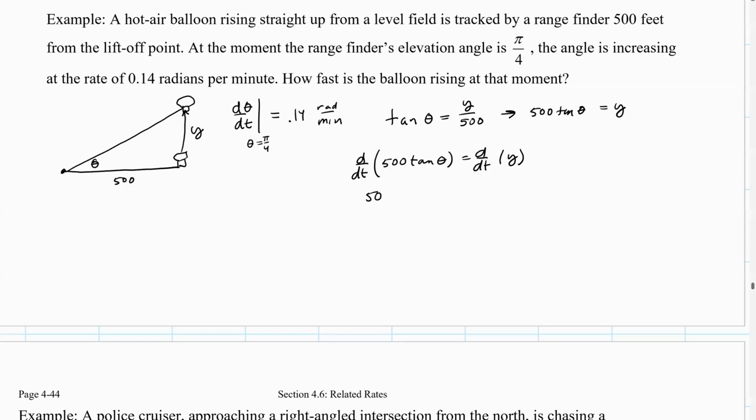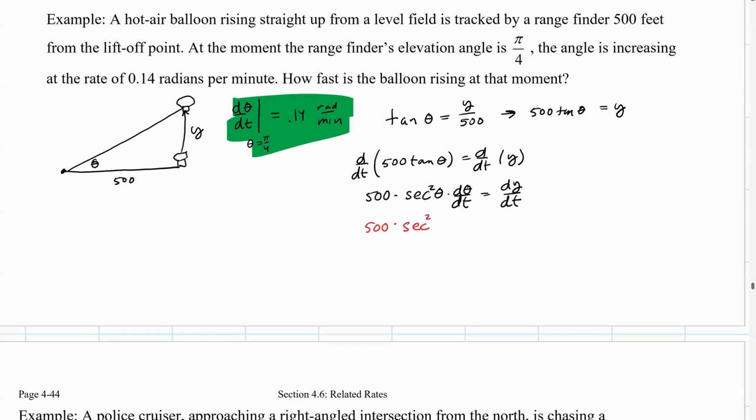And I'm going to get 500 times secant squared theta, times chain rule, d theta dt, is equal to dy dt. Okay, so I've got an equation. Now, can I plug in something that I know? And that is 500 times the secant squared of pi over 4 times d theta dt. Oh, that's our 0.14, is equal to dy dt.